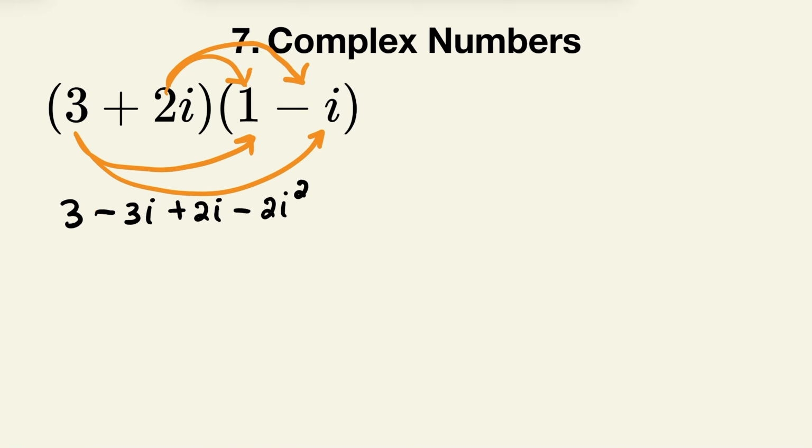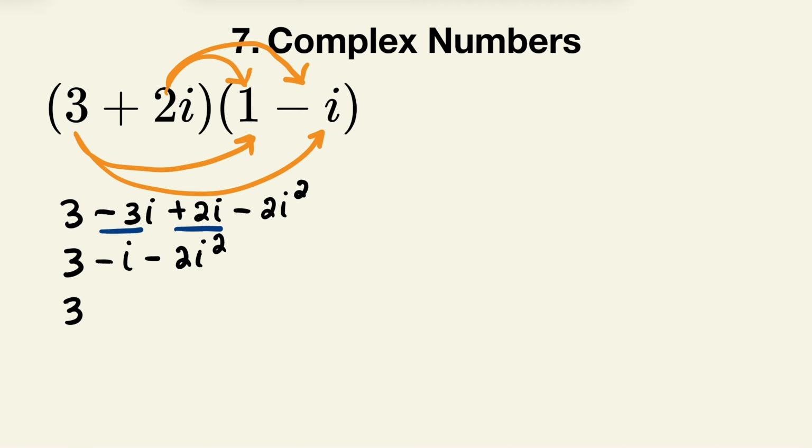Now the next thing you want to do here is to combine like terms, so let's go ahead and do that. We have 3, and then we have negative 3i plus 2i, which equals negative i. And then bring down your negative 2i squared. So we have negative 2i squared. And so now I want you to see that we have i squared. What we're going to do is replace i squared with negative 1, since i squared equals negative 1. So let's go ahead and do that.